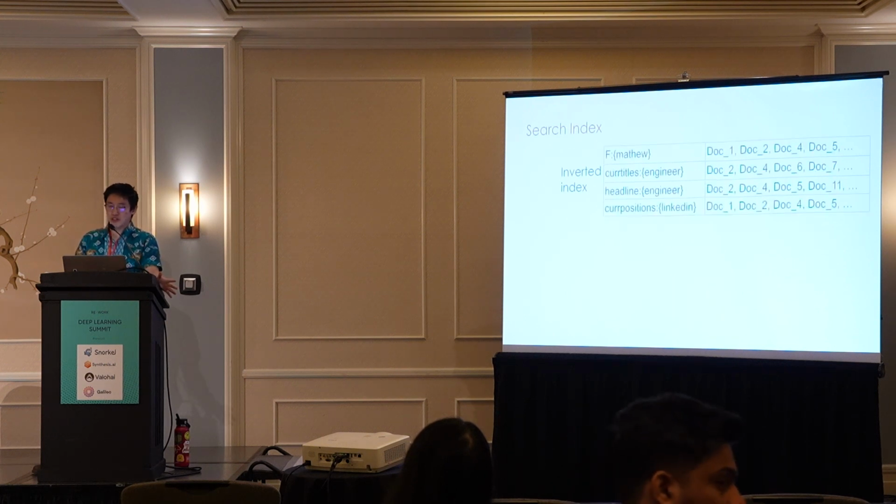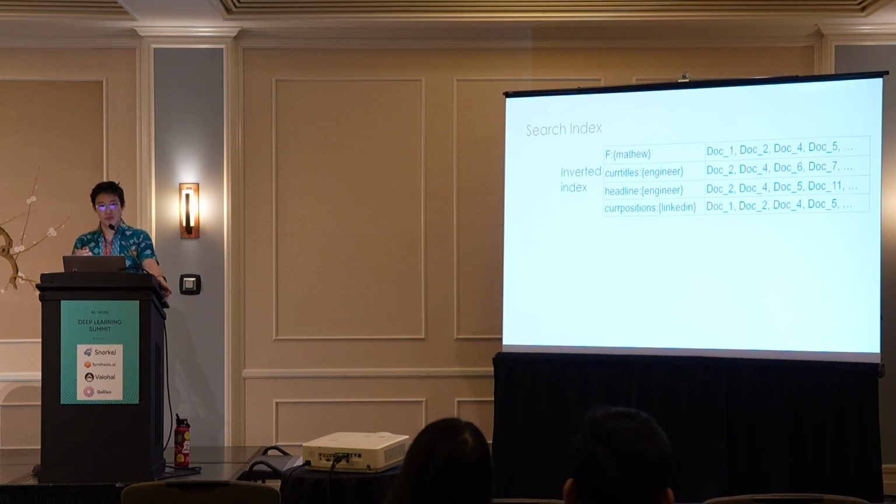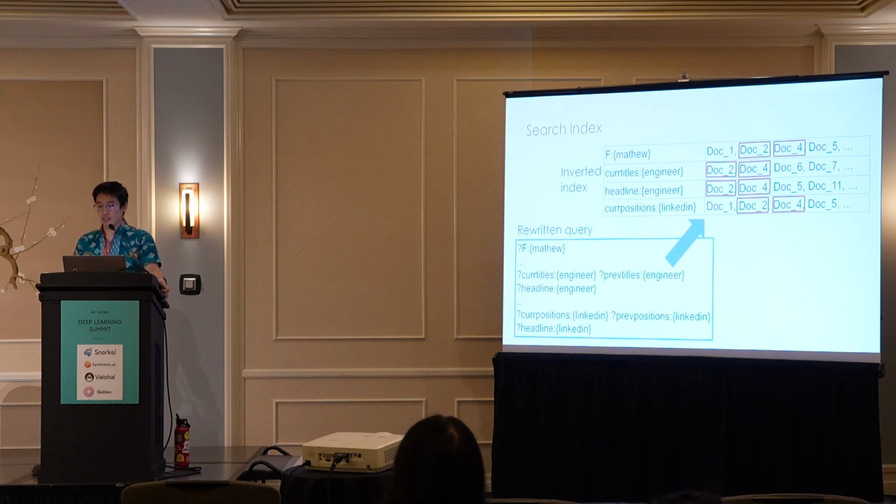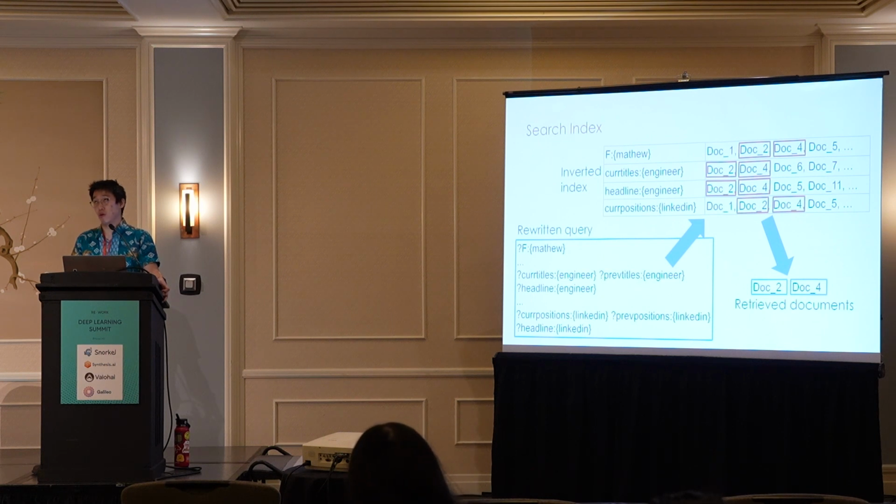A slightly more concrete example of this is I have my first name. In my index, I may store all of the documents for whom Mathew is the first name, and for whom engineer is a current title, and so on. Bringing back our rewritten query, remember that these are just a bunch of conditions that we use to search the index. So we go through our search index, and we look for the documents that meet all of these conditions. In this case, it is documents 2 and 4, and we retrieve these documents and send them to the first phase of ranking.